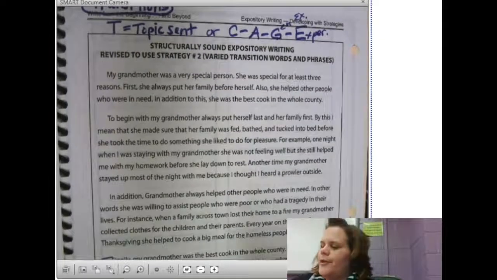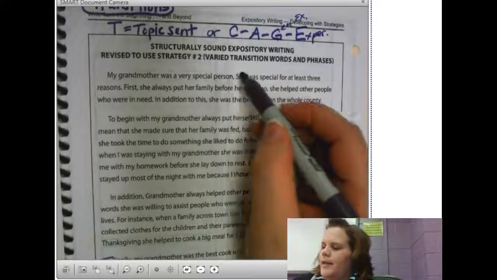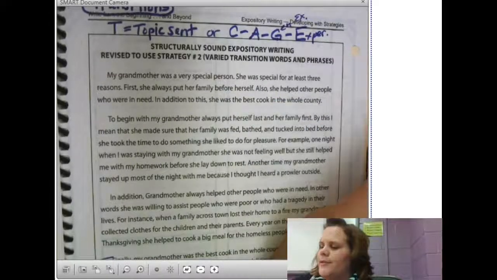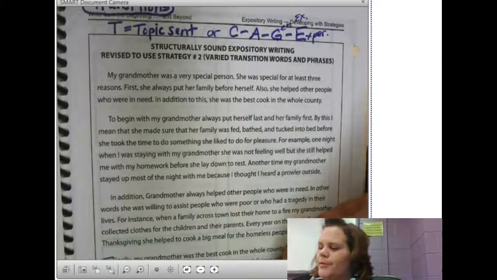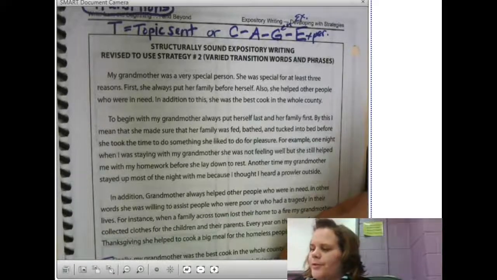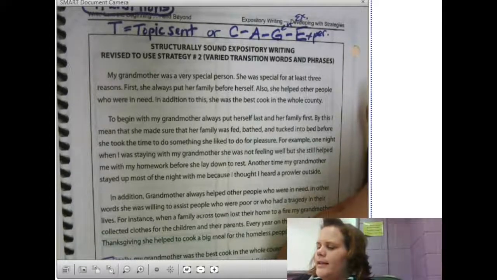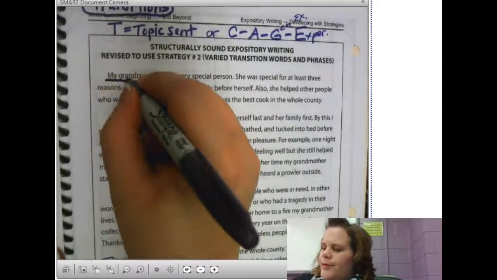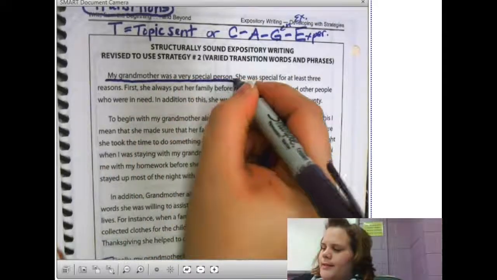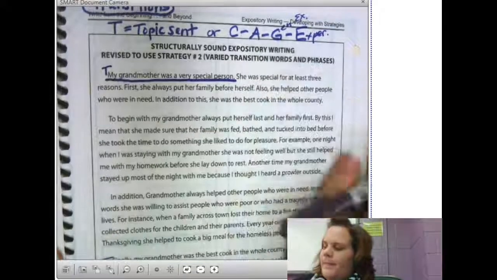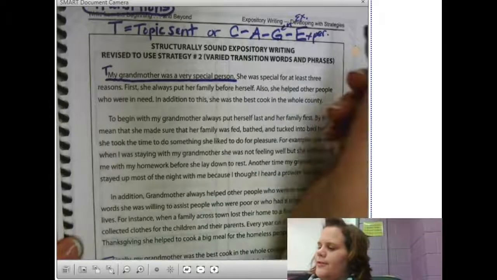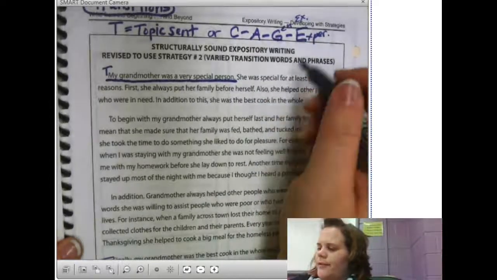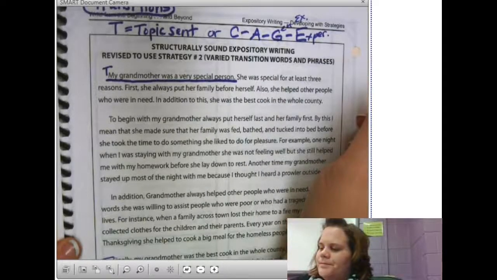So here we go. My grandmother was a very special person. She was special for at least 3 reasons. First, she always put her family before herself. Also, she helped other people who were in need. In addition to this, she was the best cook in the whole family. So this right here, my grandmother is a very special person, is a topic sentence. She was special for at least 3 reasons is kind of none of the above.